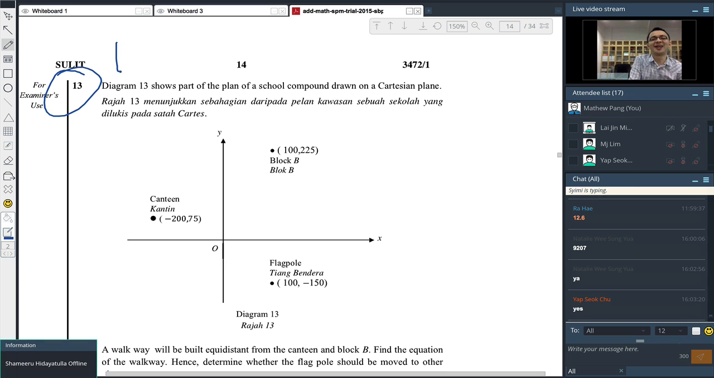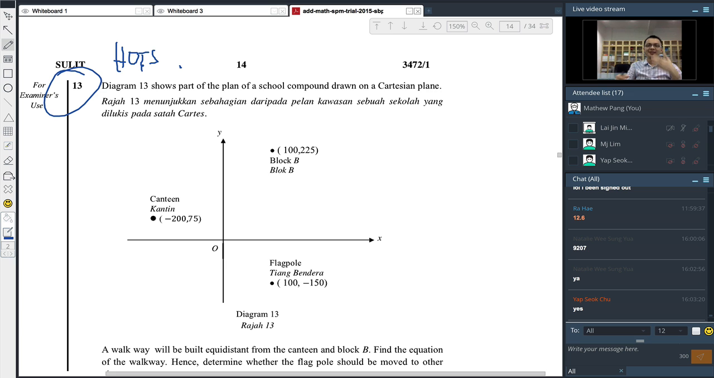Okay, this question is quite hard. It's one of the hard questions. But if you understand the question, it's not really hard, but you will need to understand the question. Okay, so diagram 3 shows part of the plan of the school compound drawn on the Cartesian plane. A walkway will be built at equal distance from the canteen and the block B. So they want to build the walkway. So what I will do is I will let P equals to the walkway.